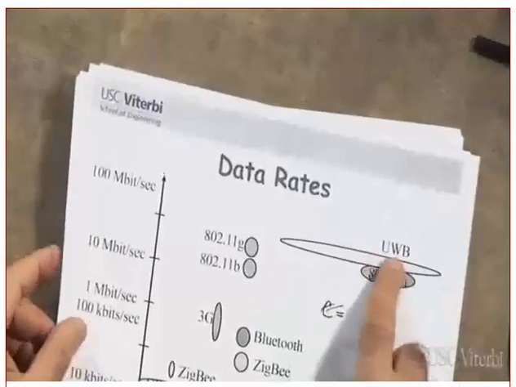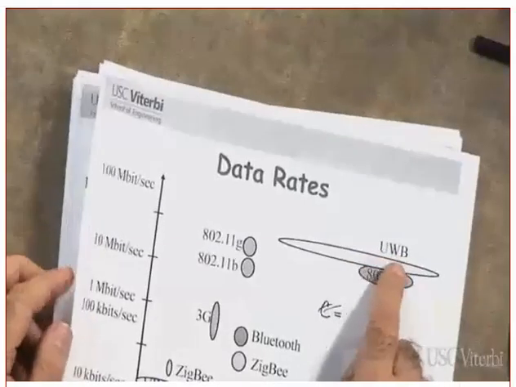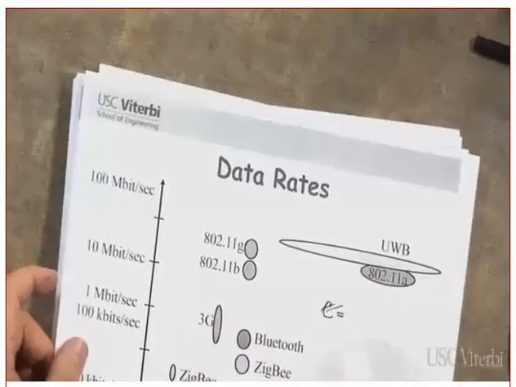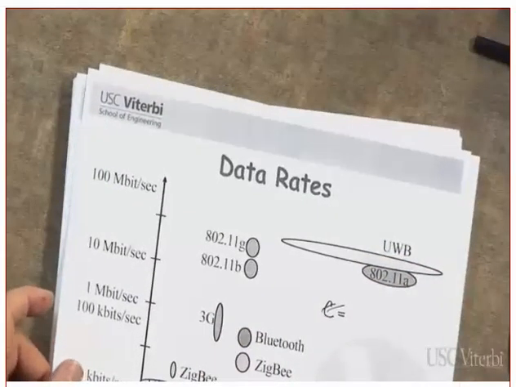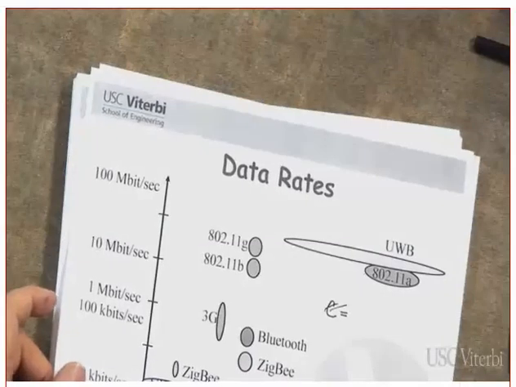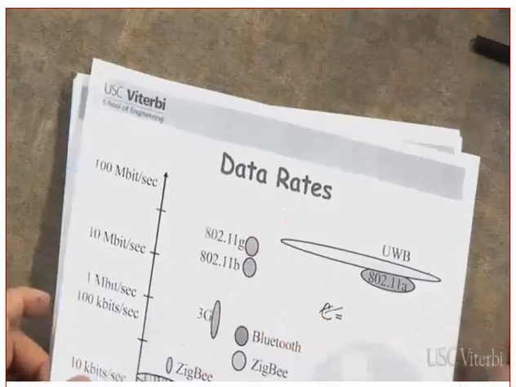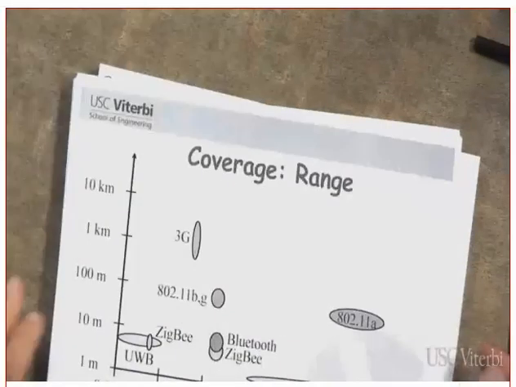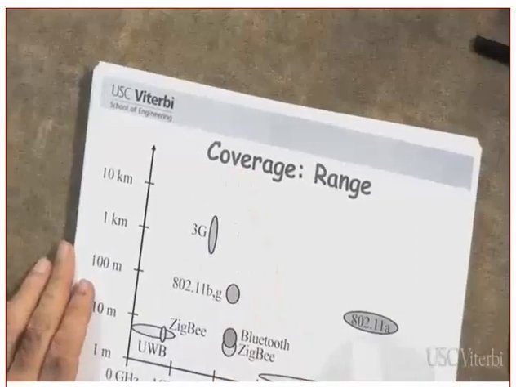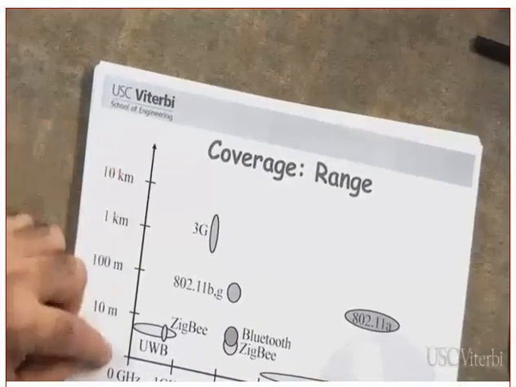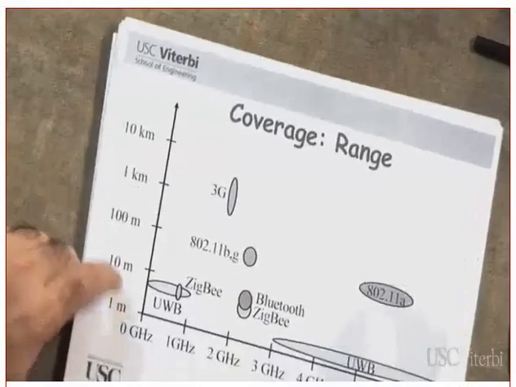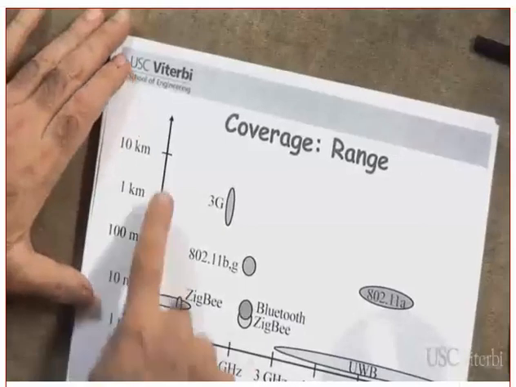So this is the data rate, the ultra wideband, and so on. The wider the band becomes, the higher the data rate becomes. This is the range versus the frequency. What do you notice in here?